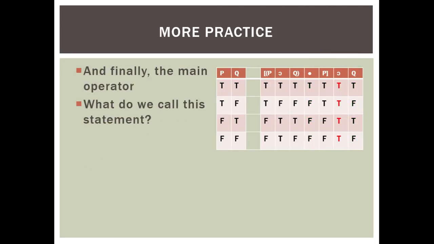All right. So what do we call this statement? Remember the three options we had? We had logically true or tautology, logically false or self-contradictory, or contingent. This one is a tautology, or in other words, logically true. It has all true truth values under the main operator. That whole column is filled with truths.